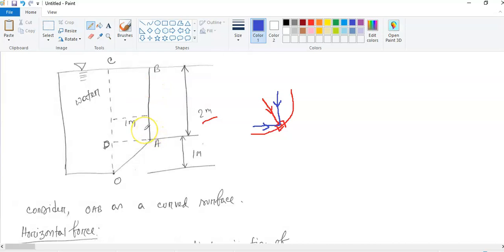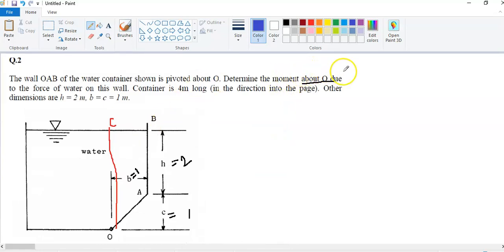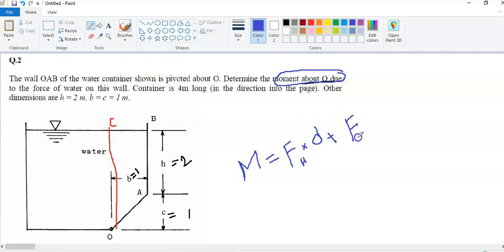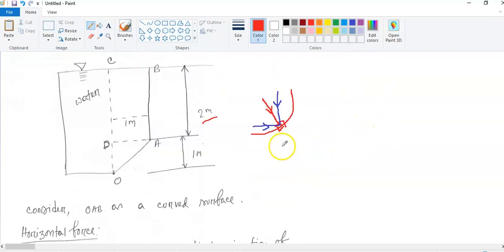So we will calculate the horizontal force at first, and then look at the question. Actually, we need to calculate the moment. The moment is equal to the horizontal force and the corresponding distance plus the vertical force and the corresponding vertical distance. That's the theory we know for how to calculate the moment. So to calculate the moment about this point O, we need the horizontal force, the corresponding distance, the vertical force, and the corresponding distance. So let's calculate the horizontal force at first.